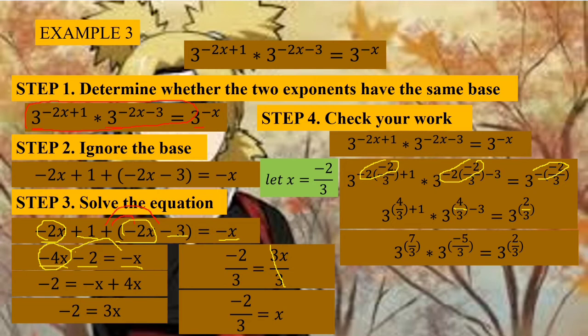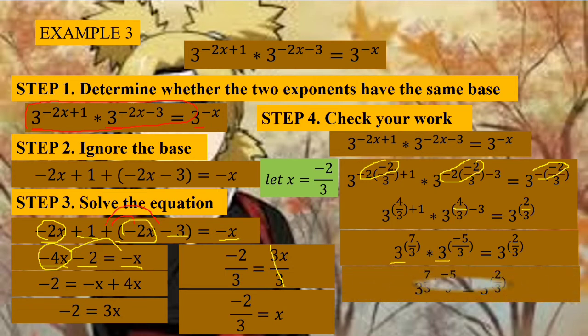Kasi nga, 4 over 3 plus 1, so, gagawin nating fraction yung 1. So, dahil 3 yung base, para mas madali tayo mag-add ng fraction, 3 over 3. So, 4 plus 3 is 7 over 3. So, ganun din to sa kabila. So, negative 3 ito. So, dapat 9 over 3. So, 4 minus 9, it's negative 5 over 3. So, ganyan. So, makikita nyo, class, the same yung base nila, no? Okay, so, pag-iisahin na lang natin yan.